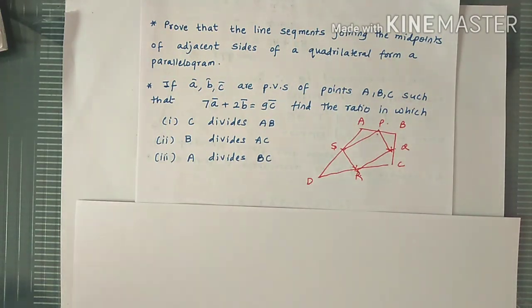And the second question is, the position vectors of points A, B, C are a bar, b bar, c bar, and the equation is given, 7a bar plus 2b bar equal to 9c bar. Using this equation, we have to find the ratios in which C divides AB, B divides AC, and A divides BC. So it is just like the question given in the video. So you can solve it.